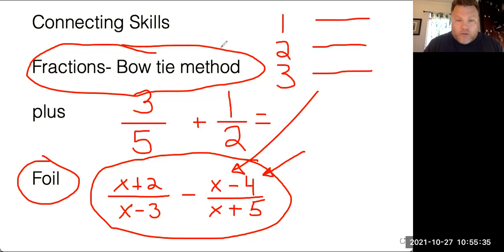So dealing with fractions is at this level. Doing FOIL is this level. And then if we add those two things together, we can answer a question like this.